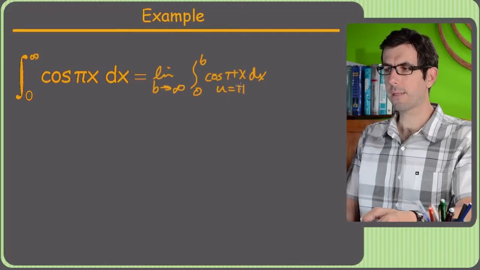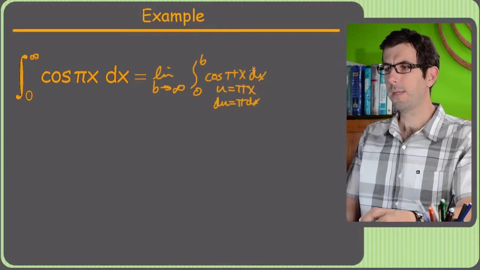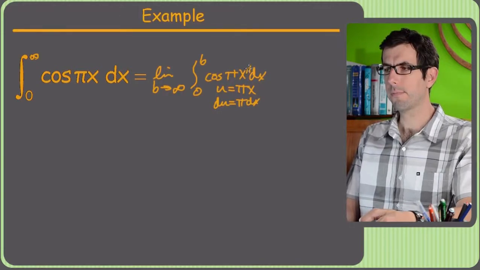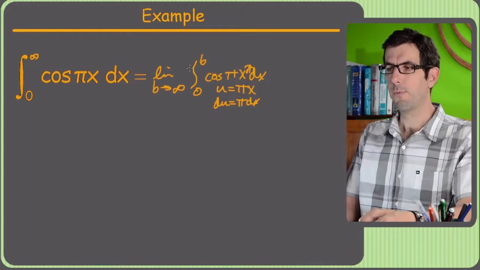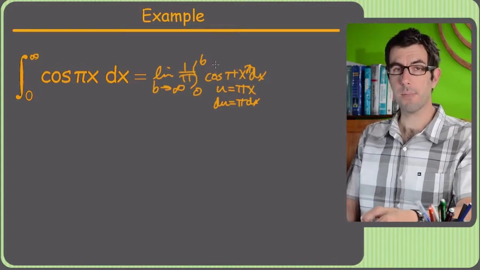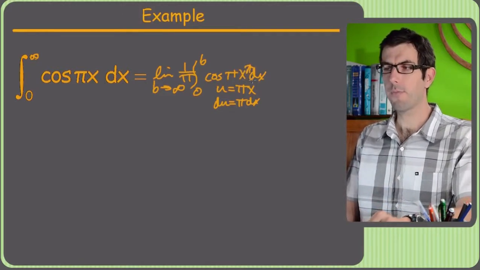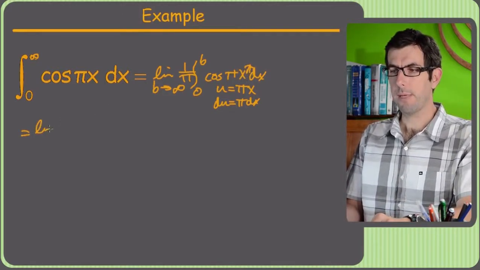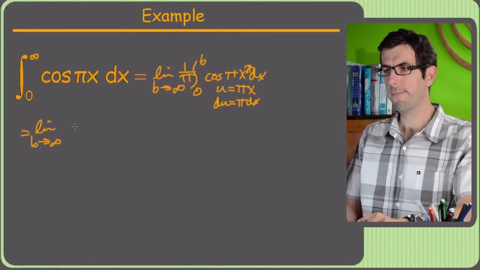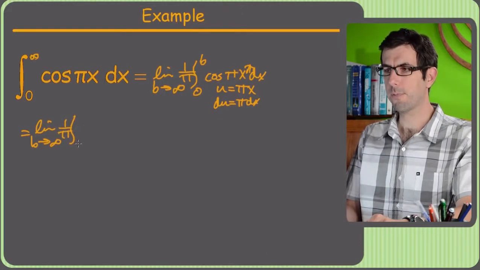So u equals pi x, and therefore du just equals pi dx. So that means I need a pi right here in front of the dx, which means I have to put a 1 over pi out front to compensate, because you can't just go around willy-nilly sticking a pi in anywhere unless you put in a 1 over pi to make up for it. All right, so at this point we've got the limit as b approaches infinity of 1 over pi times the integral from 0 to b of cosine of u du.